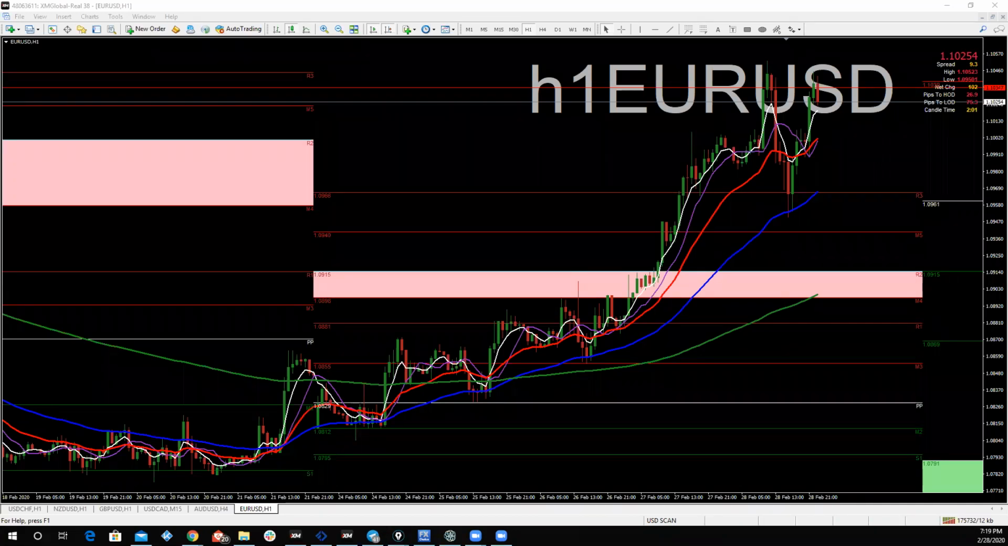Let us highlight that real quick for you guys. So for example, right in here is our buy zone. M2, and the PP, the central pivot point right here, just PP.